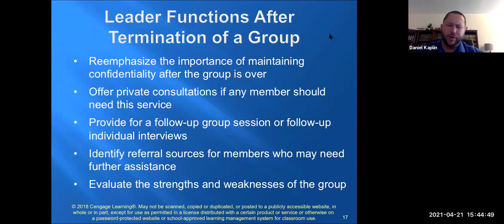So you might talk to one another. The subgrouping issue is less of a problem, but confidentiality remains intact. If a person has a setback, you can offer private consultations to help them move along. You can provide the follow-up group session or follow-up interviews, as I mentioned, that are separate from therapy. If a person still needs additional work, you can refer them out to a more advanced group or individual therapy as needed. And as a group leader, you want to make sure that you evaluate both strengths and weaknesses. So you want a person to talk about the things that didn't go the way they wanted.